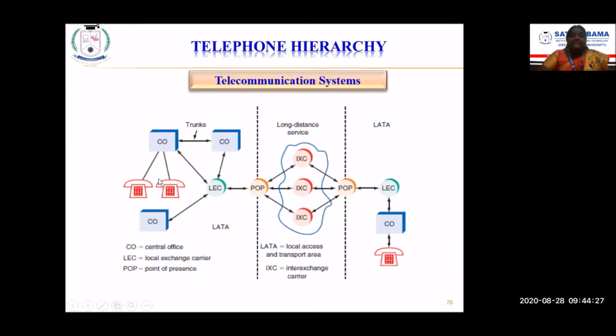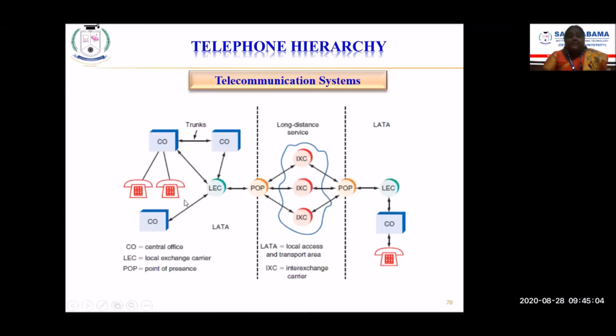All the subscribers will get connected to the central office. From there, they'll get connected to the local exchange companies. Suppose you wanted to get connected over a longer distance, we have to make use of the point of presence, and from there it will get connected to another point of presence via the inter-exchange carrier. And from there again we'll get connected to another local exchange company, and then to the central office, and then the destination to whom we are making a call. Okay, so this is how it is getting connected.